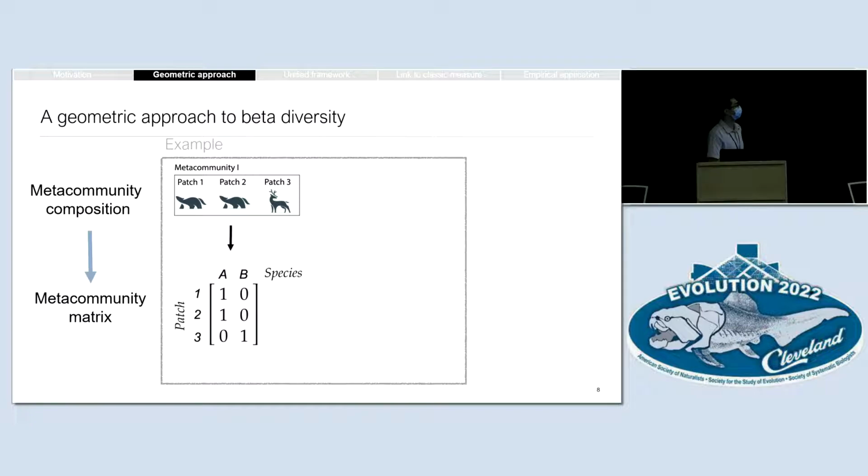In the matrix, all the rows represent different patches. Here we have 3 patches, and all the columns represent different species. The values in the matrix represent the property of this species in this patch. Here, for example, we just focus on the presence-absence data. In patch 1, only species A is present, so we assign 1, 0. In patch 2, identical to patch 1, 1, 0. And in patch 3, only species B is present, so we have 0, 1 in this row.